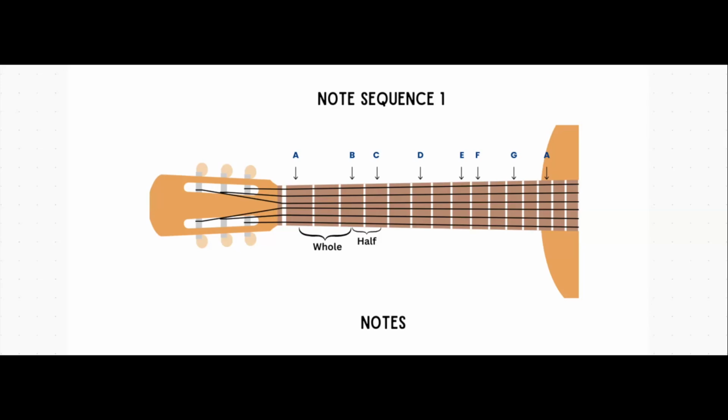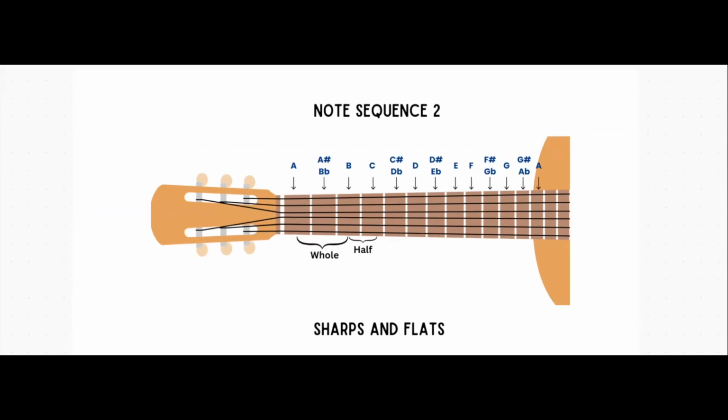Now, what about the spaces in between? A and B, C and D, D and E, F and G. So let's look at that now. And this is what it looks like. This sign right here looks like a number sign, and means sharp. That's what we call it, a sharp. And this flat sign, this small b, we call a flat, okay?